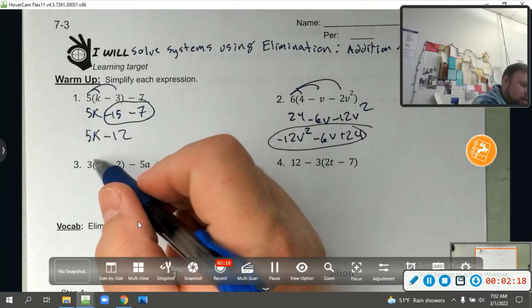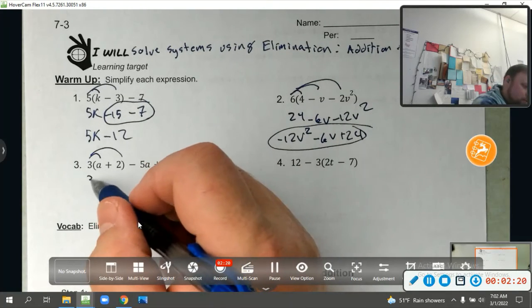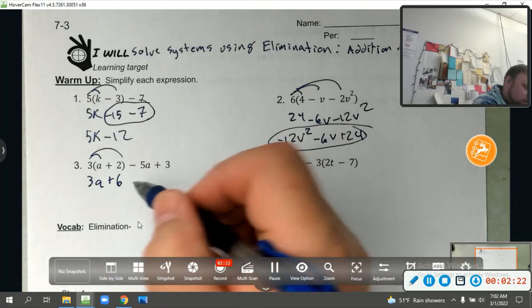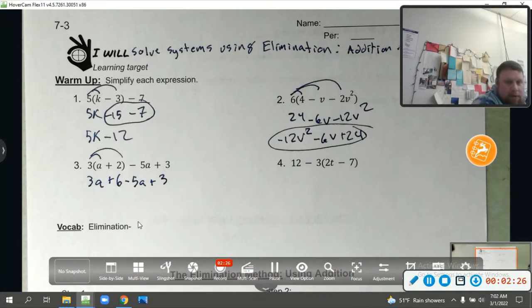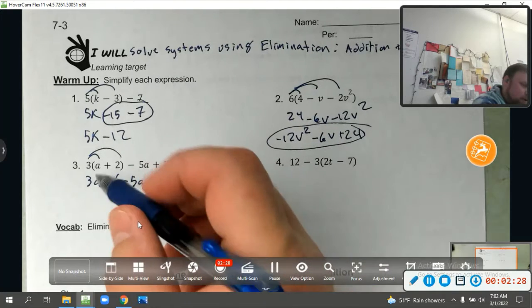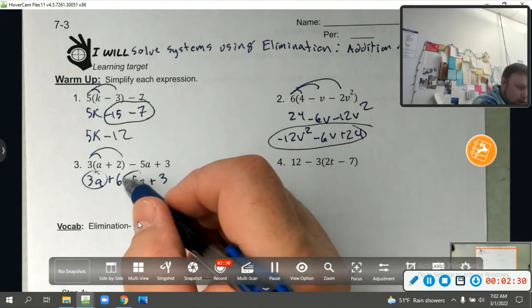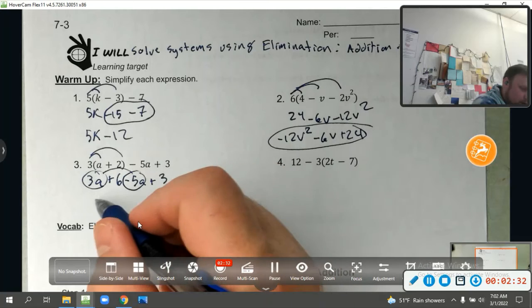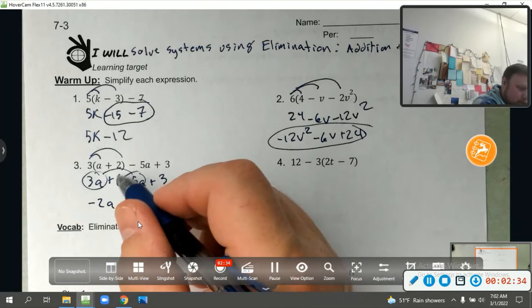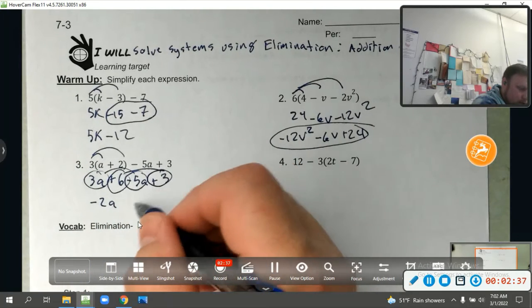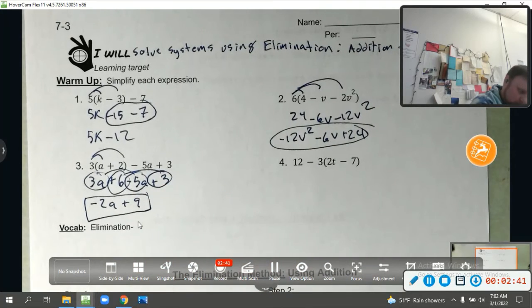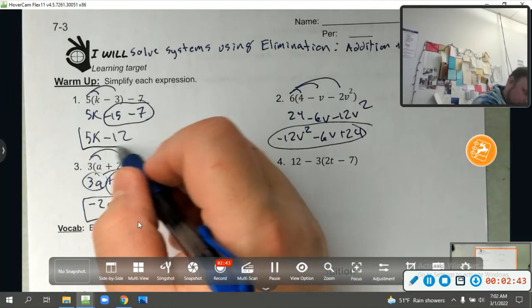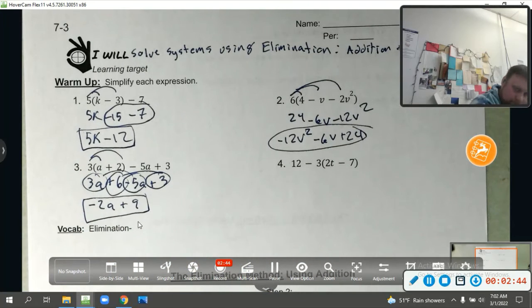Okay, looking at here, again, same deal. Distribute: 3a plus 6 minus 5a plus 3. Combine like terms. We can combine the a's and combine the numbers, right? So negative 5a and 3a is going to give me negative 2a. And 6 plus 3 is plus 9. Probably should square my answers, right? Tell the difference between circles and squares.